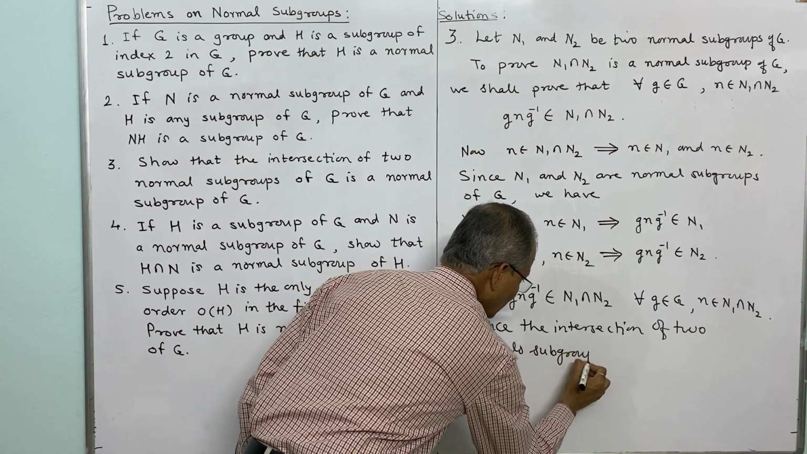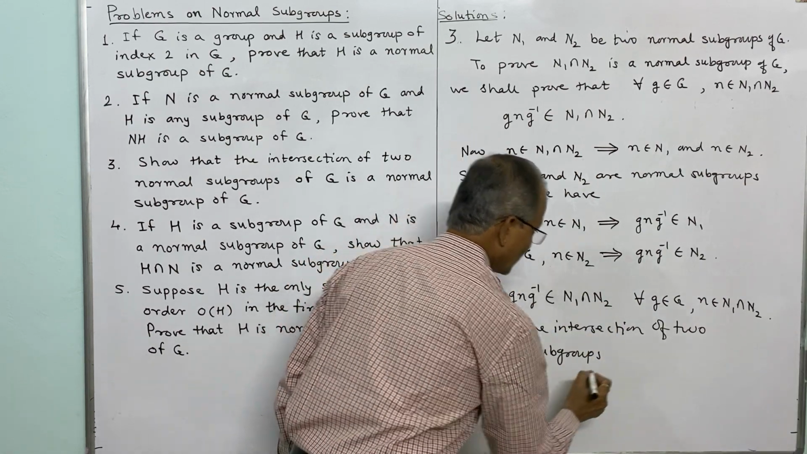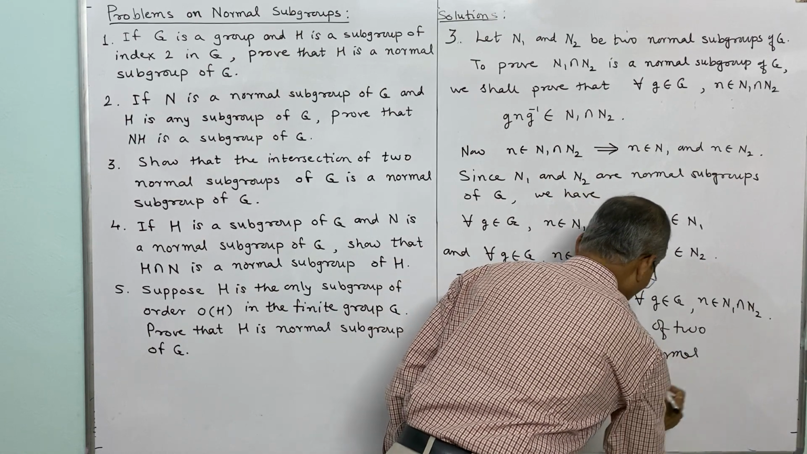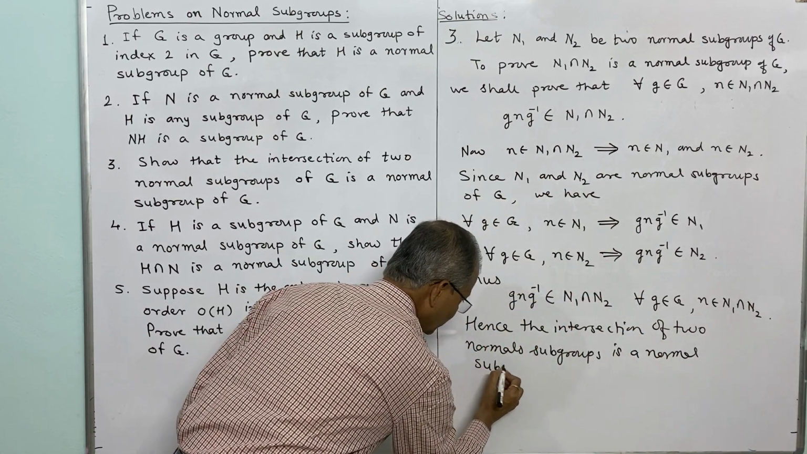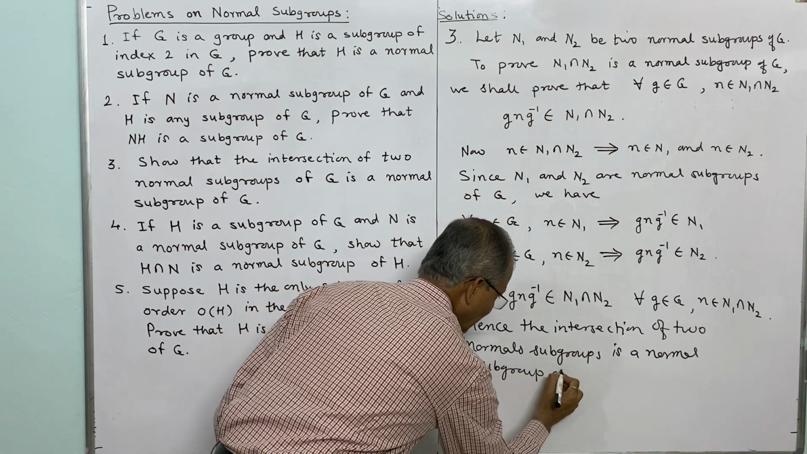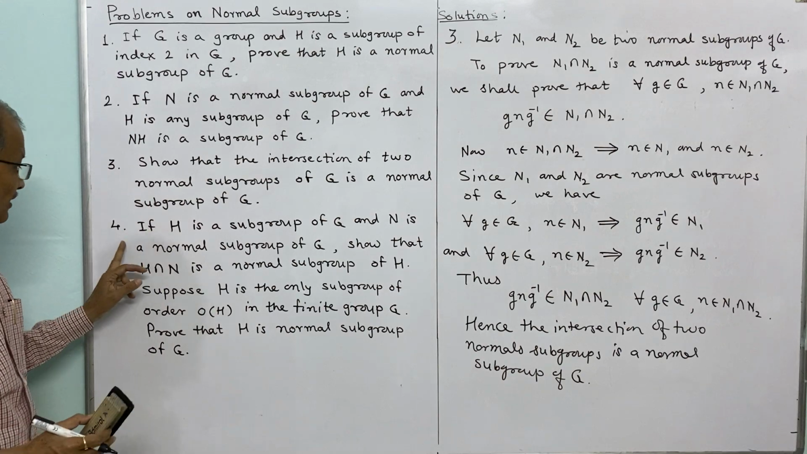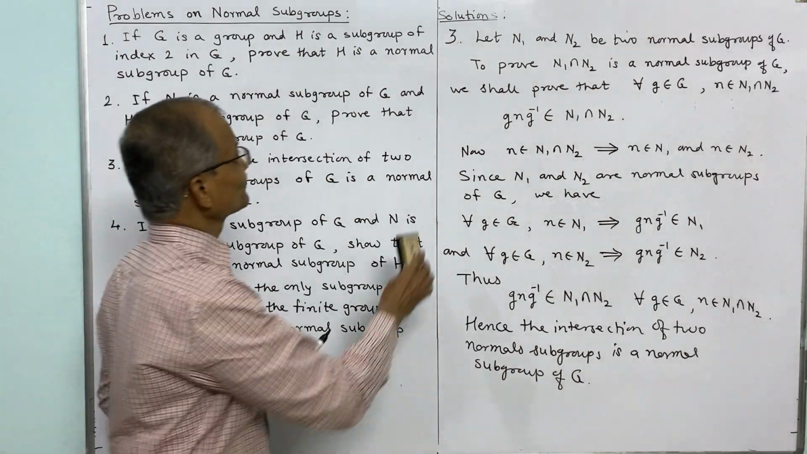Here it is: N1 intersection N2 is a normal subgroup of G, and this completes the solution for the third problem. Now we shall consider the fourth one.